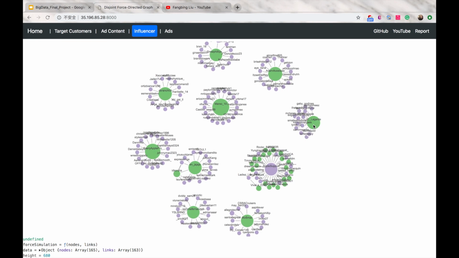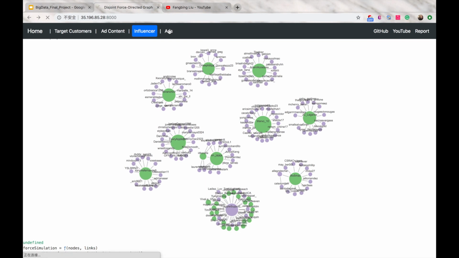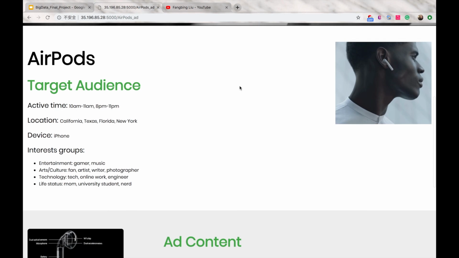We notice nodes with larger size have more incoming edges. Therefore, we should select those nodes as influencers. And last, we create a web page to show the sample ad targeting strategy for AirPods.